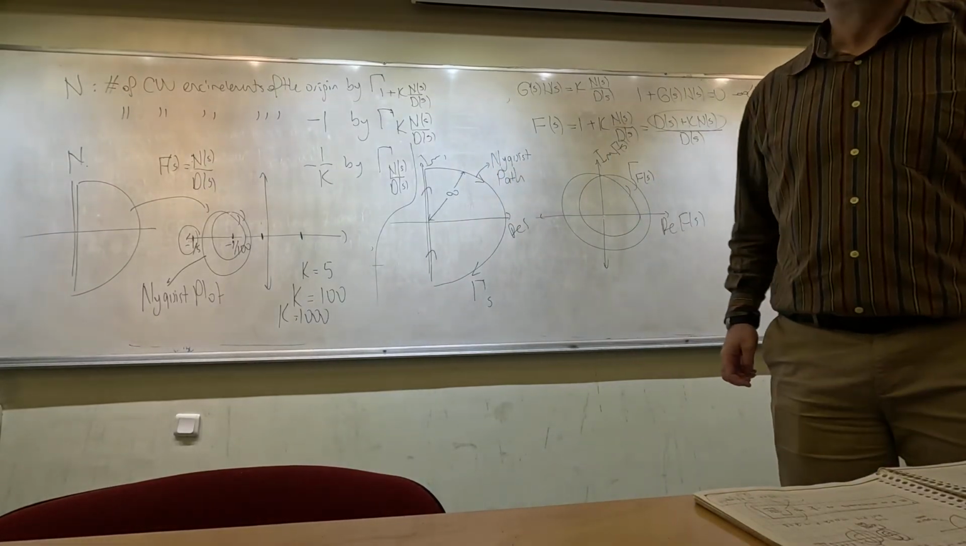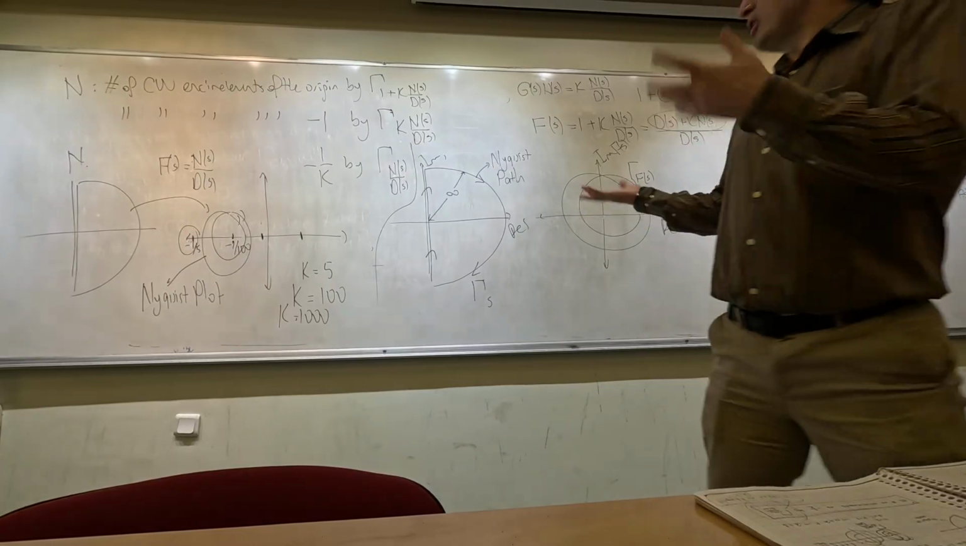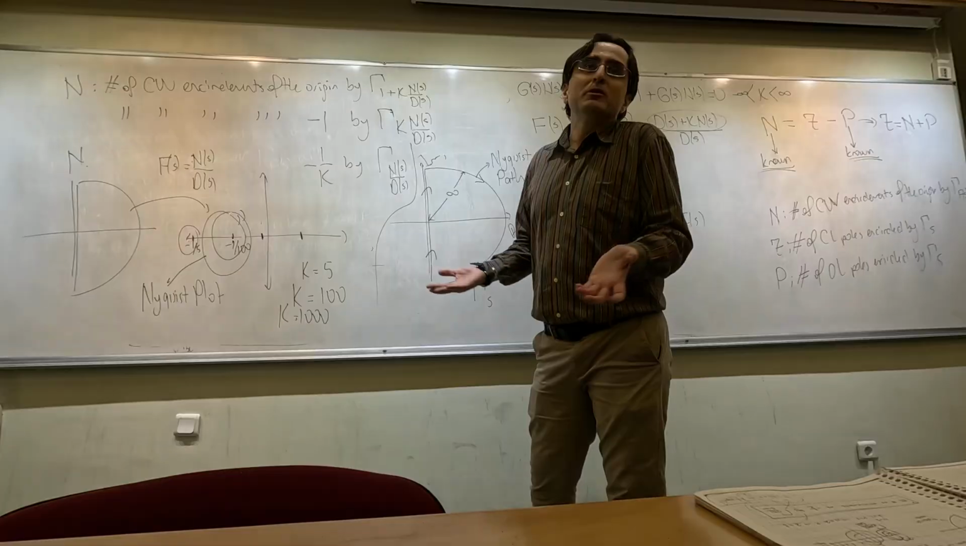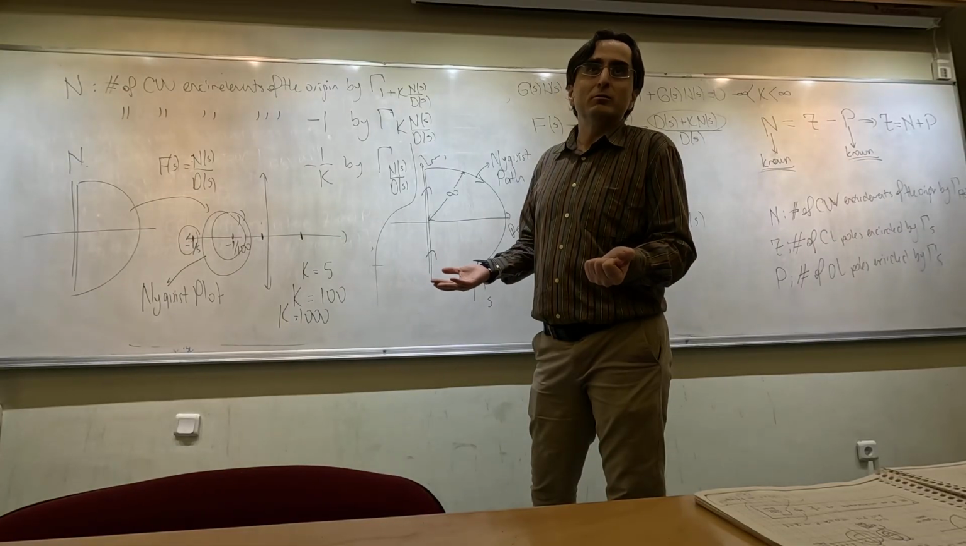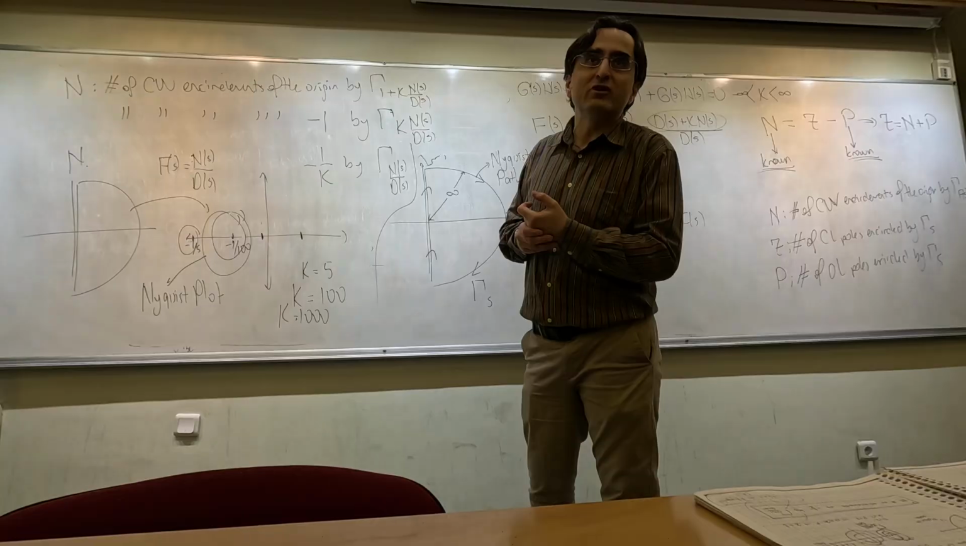Neredeyse bütün radyoları onun bir sebebi var mı? Yani şey de yapabilirdim, sol tarafta da yapabilirdim. O zaman stable polların sayısını bulurdum. Yani traditional olarak unstable polların sayısıyla uğraşılmak seçilmiş.